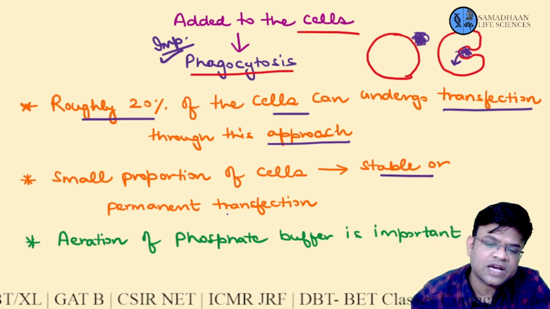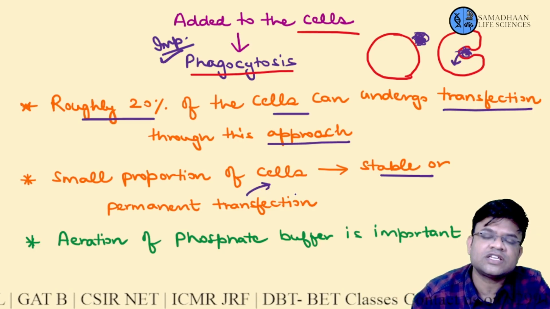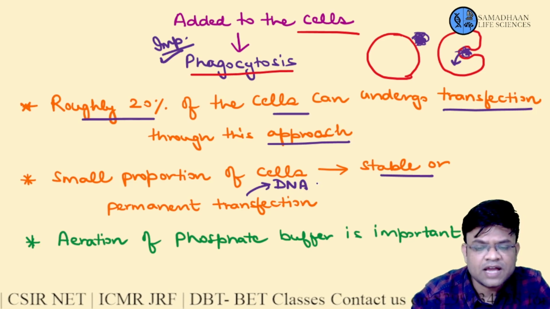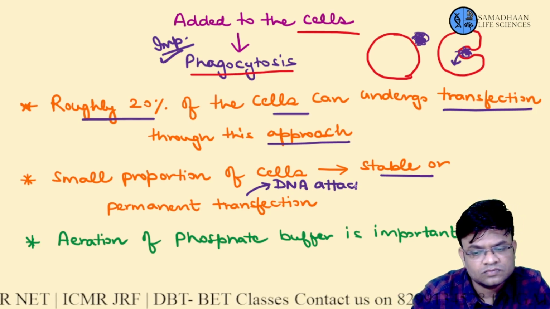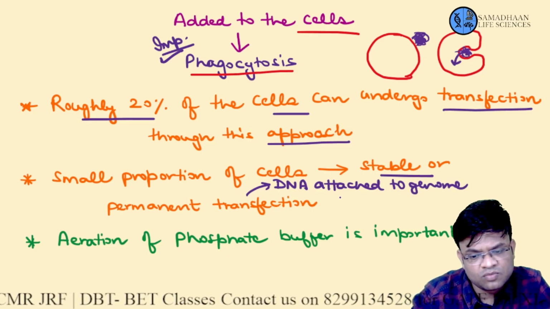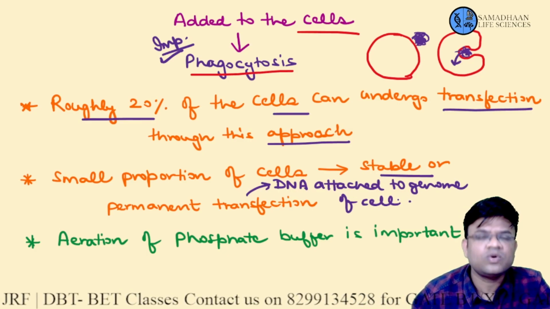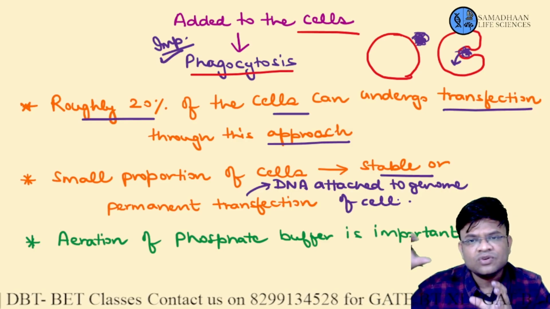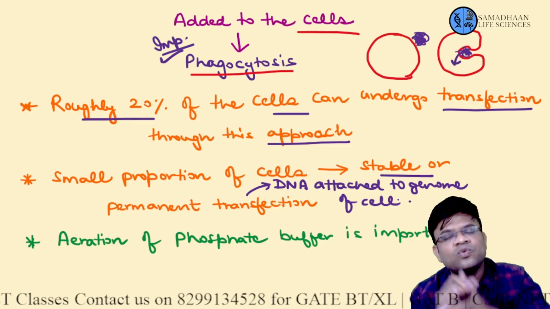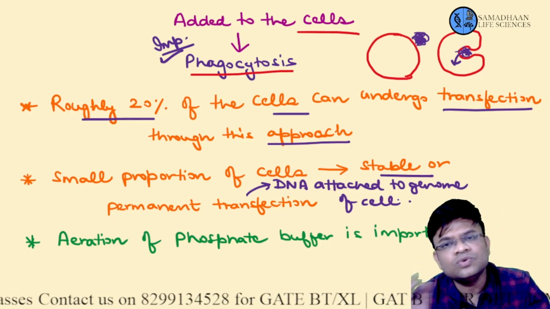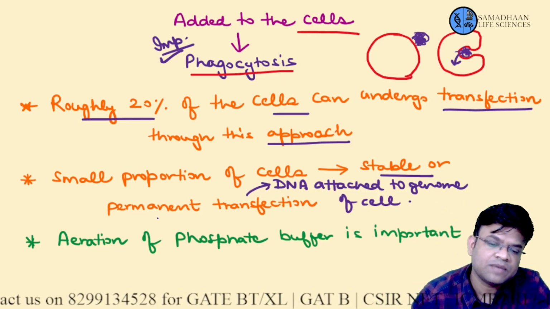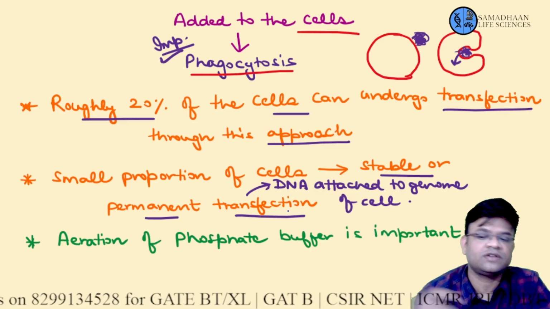Now what do you understand from permanent transfection? In permanent transfection, what will happen? The DNA will be attached to the genome of the cell. What do I want to say? The DNA that you have transfected inside this cell, that particular DNA would be attached to the cell's genetic material. This is referred to as stable or permanent transfection.